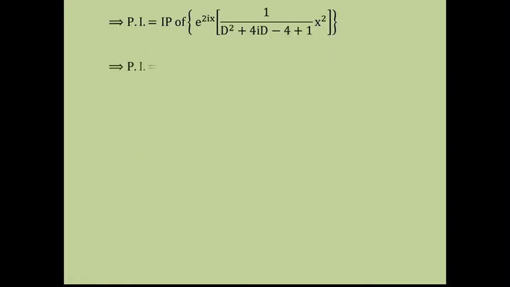Now let's simplify it further. So we will expand (D plus 2i) whole square. We shall get D square plus 4iD and then minus 4 plus 1. Now minus 4 plus 1 is minus 3. Now which function is left here? Here we have the function x square. It means it is in the form x raised to n.